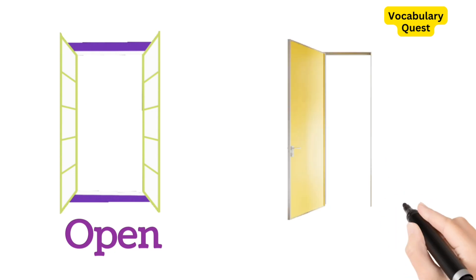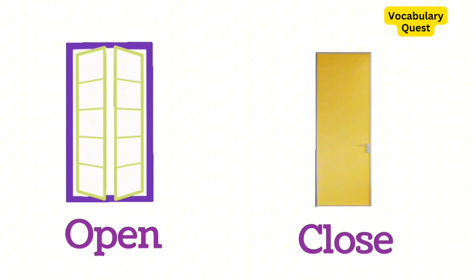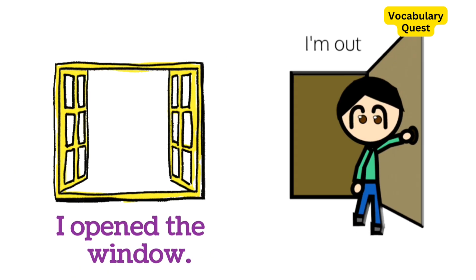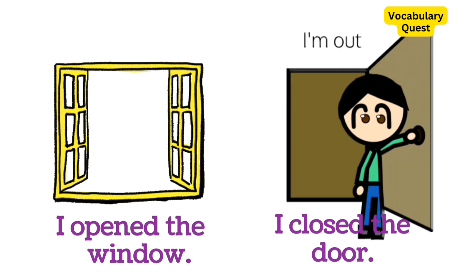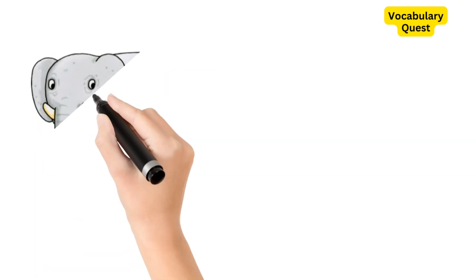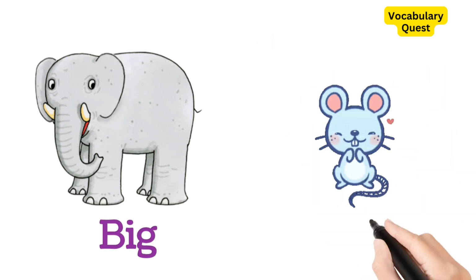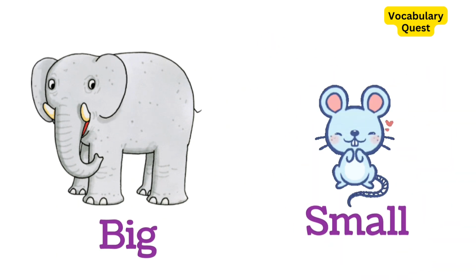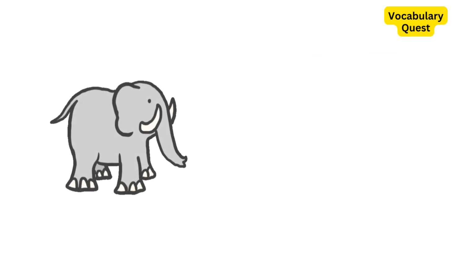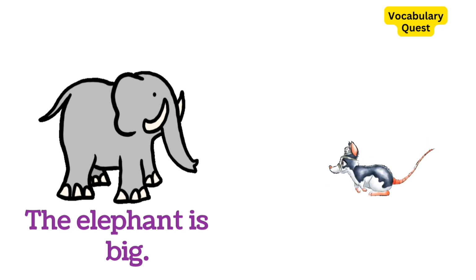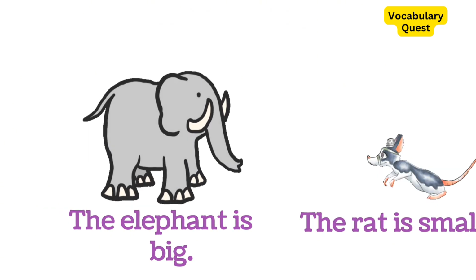Open, close. I open the window. I close the door. Big, small. The elephant is big. The rat is small.